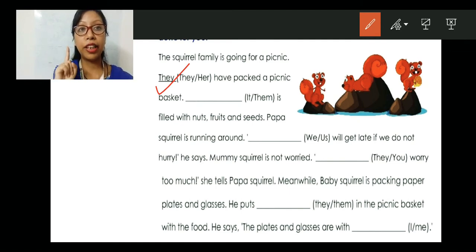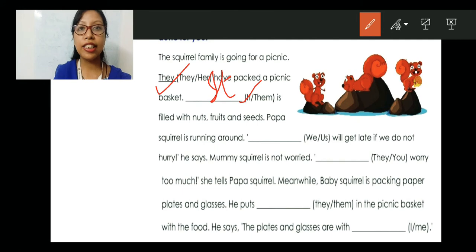So remember, they have packed a picnic basket and in the basket they have filled it with nuts, fruits and seeds. Now, do you know the basket is a male or a female? We don't know. So when we don't know whether the basket is a male or a female, what will we be using? We will be using the pronoun it. Okay? It is filled with nuts, fruits and seeds.